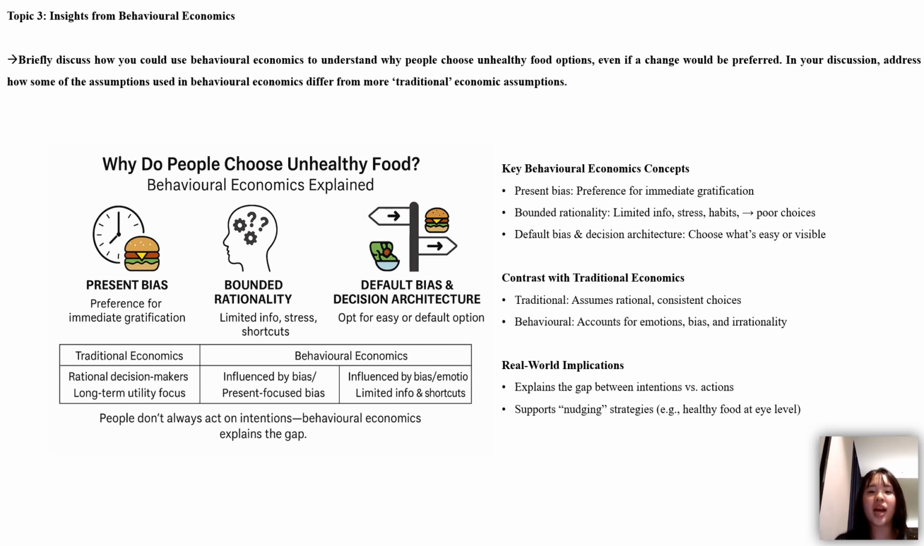Then there's default bias and decision architecture. If unhealthy options are more visible or easier to grab, we tend to go for them. Even those who want to change are often stuck with the default. This is where the power of choice design comes in. Small changes like making healthy foods more visible or repositioning them as the default can nudge people toward better choices. So while traditional models assume we act logically, behavioral economics helps us understand the gap between intention and action, especially in decisions as daily and human as what we eat.